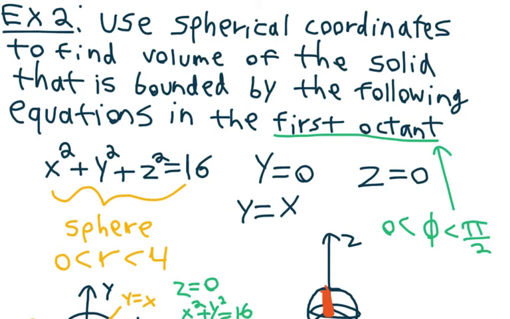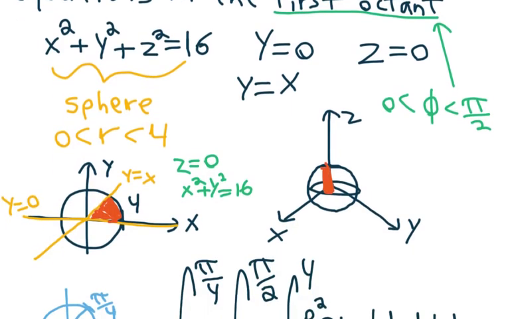Then we're given x squared plus y squared plus z squared equals 16. If you remember from previous videos, this is the equation for a sphere of radius 4. We are also given y equals 0, y equals x, and z equals 0. If we draw this in 2D, we have y equals x and y equals 0. And when we plug in z equals 0, we get x squared plus y squared equals 16, which is the equation of a circle of radius 4. If we plot all of this into the graph, we get the shaded area in red.